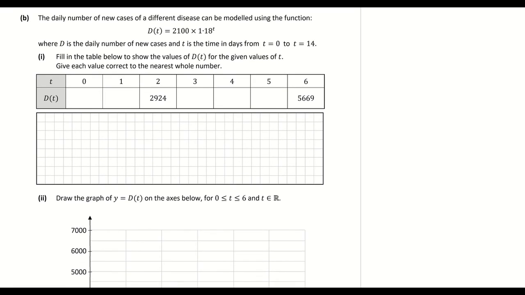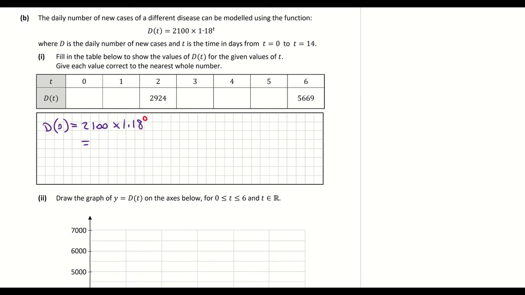Scrolling down now to part B. The daily number of new cases of a different disease is given by this model. Fill in the table below to show the values of d(t) for the given times. Okay, so they've done d of 2, d of 6. Basically what you're doing here is you're filling in 0 for t to get the first box. So that's 2100 multiplied by 1.18, and it's to the power of t this time. So on your calculator, just make sure you're going to the power button.